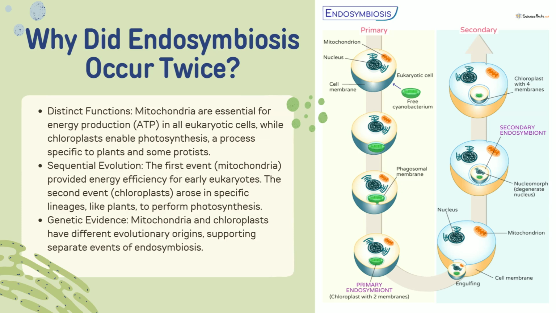Genetic evidence supports this idea by showing that mitochondria and chloroplasts have different evolutionary origins. Mitochondria are related to alpha-proteobacteria, while chloroplasts are linked to cyanobacteria. This confirmed that the endosymbiotic process occurred twice, each with a distinct purpose.